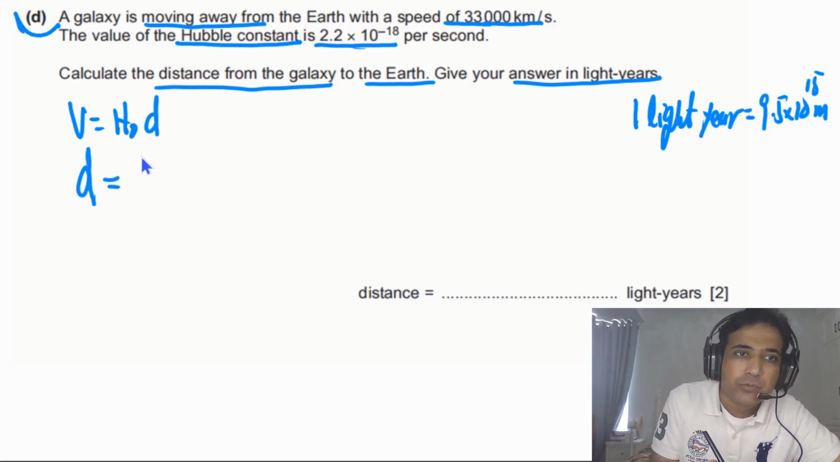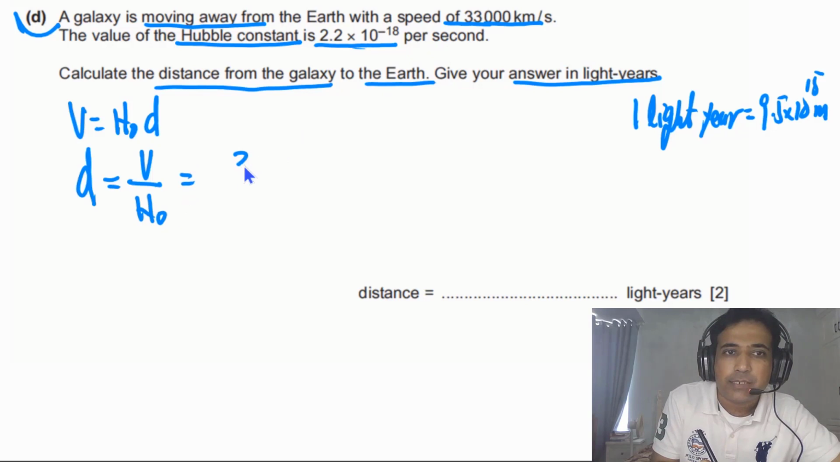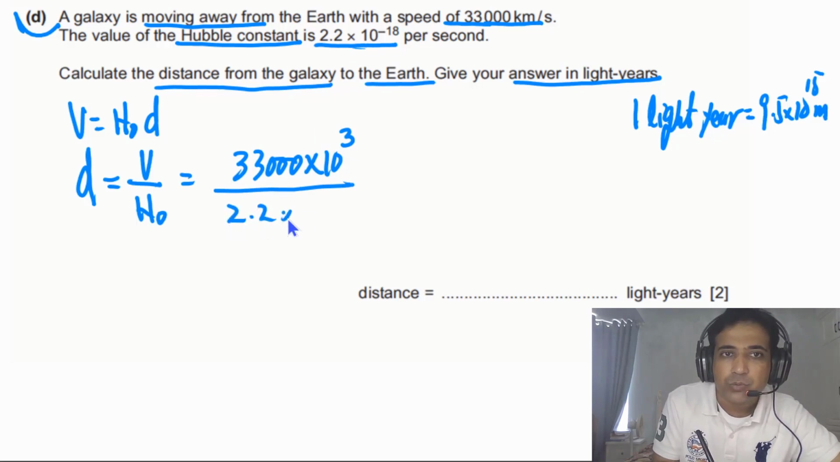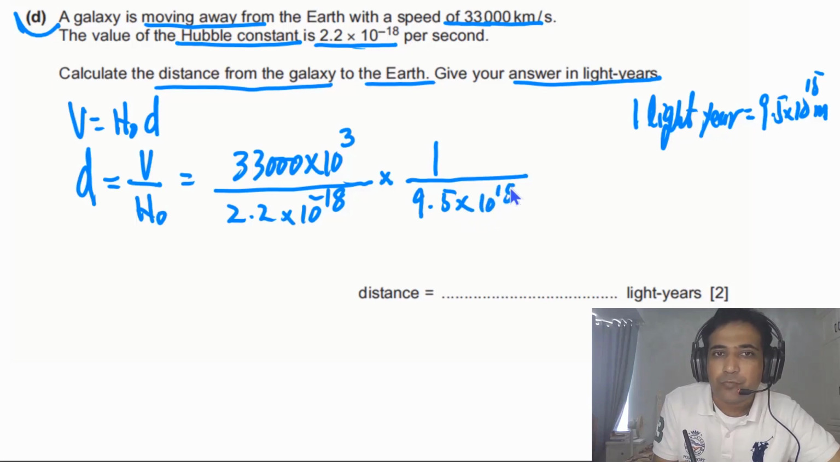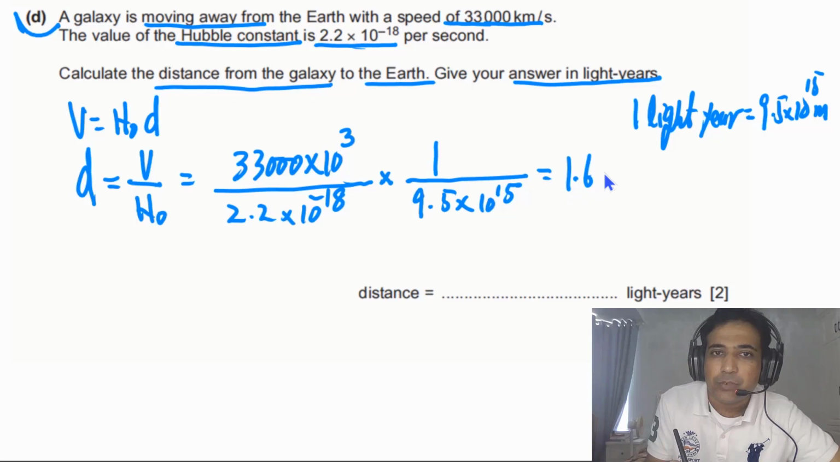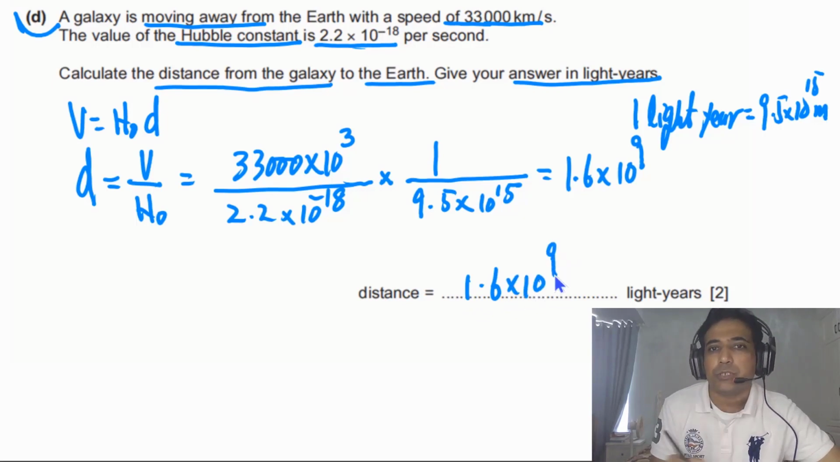For the distance, we can write this as V divided by H naught. The value of V is given to us, that is 33,000 kilometers, which we can convert into meters, divided by the value of H naught, that is 2.2 times 10 to the minus 18 per second. If we solve this, our answer will be in meters, but we need our answer in light years, so we will divide this by 9.5 times 10 to the 15. Now if we solve this, we will get 1.6 times 10 to the 9 light years. So this is our final answer, and this is how we can approach this type of problem.